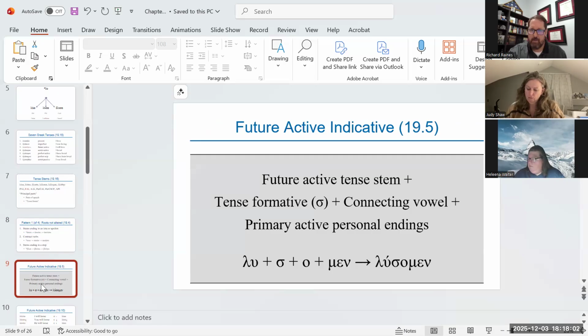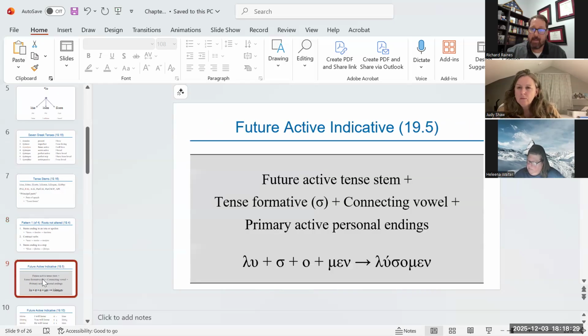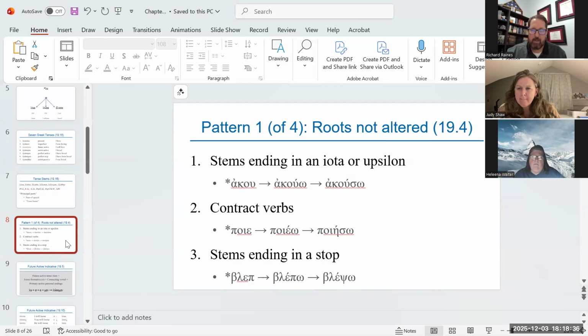You have the stem. Now, in this case, you have a connecting vowel, which is a sigma. But then you have that connecting vowel, right? So we'll go back up a slide. In stems ending in a stop, look at the bottom blip. That stem ends in a P sound, a pi. Well, if you want to do the future active, you're going to have to add a sigma. And again, you're going to learn the paradigm in just a minute, and we're going to talk about this more in depth.